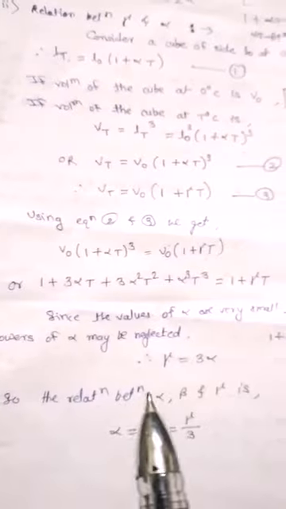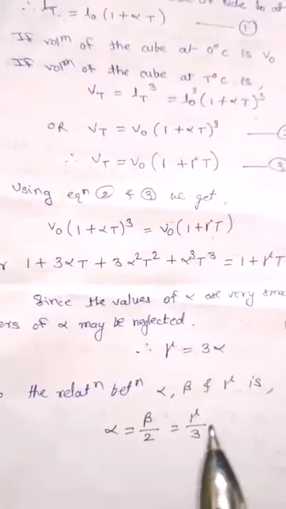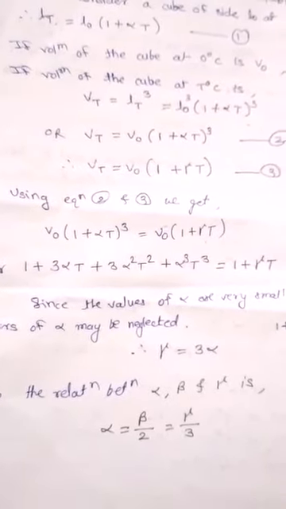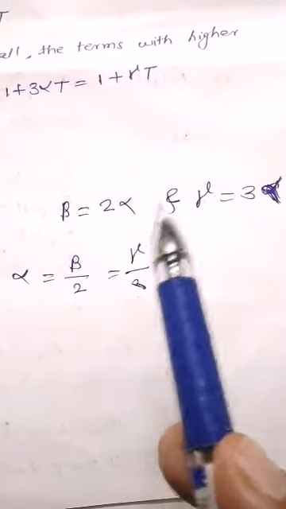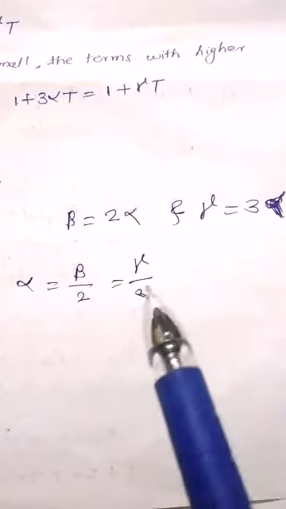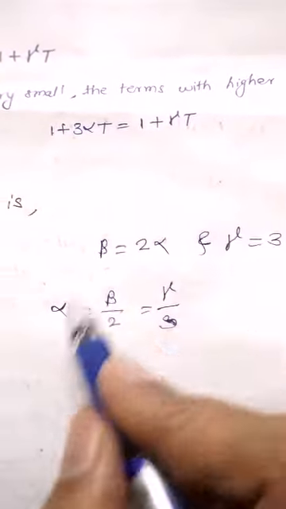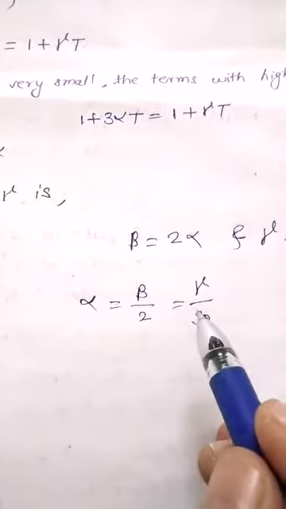This is the relation between the coefficient of volume expansion and the coefficient of linear expansion. So the relation between alpha, beta and gamma is alpha is equal to beta by 2 is equal to gamma by 3. Using these equations we can write beta is equal to 2 alpha and gamma is equal to 3 alpha. So we get alpha is equal to beta by 2 and alpha is equal to gamma by 3. This is the relation between alpha, beta and gamma.